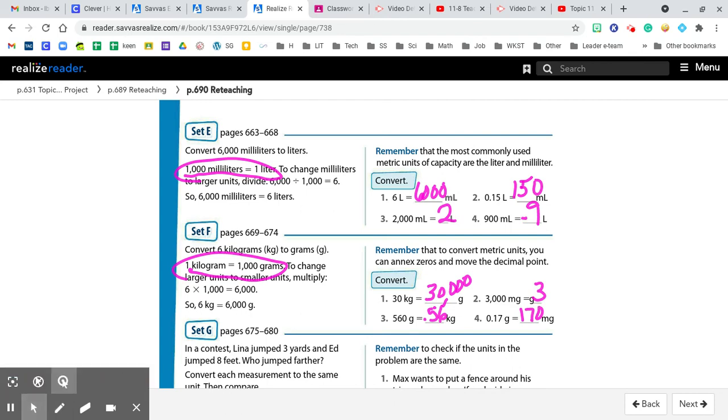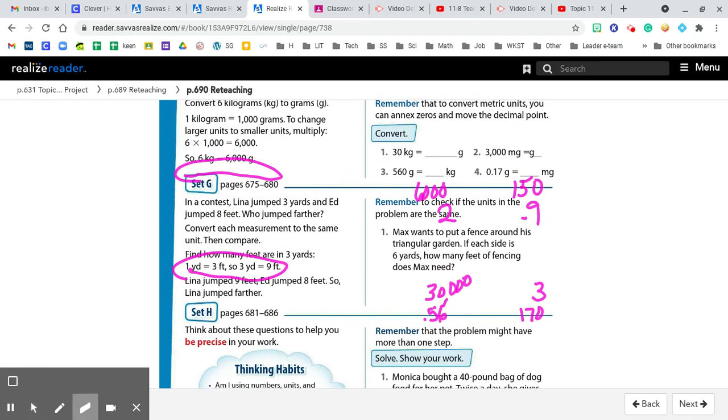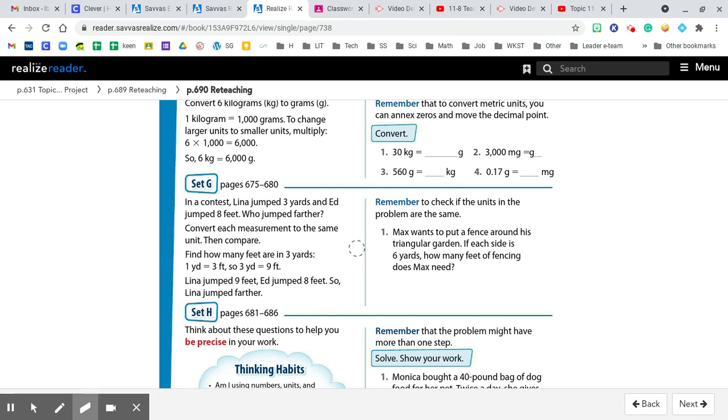And I will hop down to the optional sections. G and H are optional. Max wants to put a fence around a triangular garden. If each side is 6 yards, how many feet of fencing does he need?